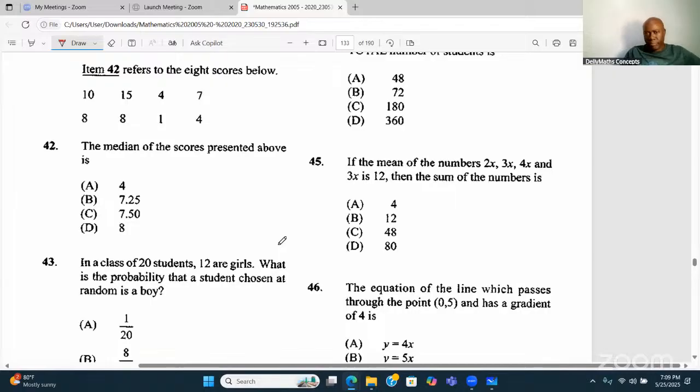All right, let's take a look at number 42. In order to do median, you can't just pick. You got to line them up first. You got to go descending or ascending order. Any one of them works.